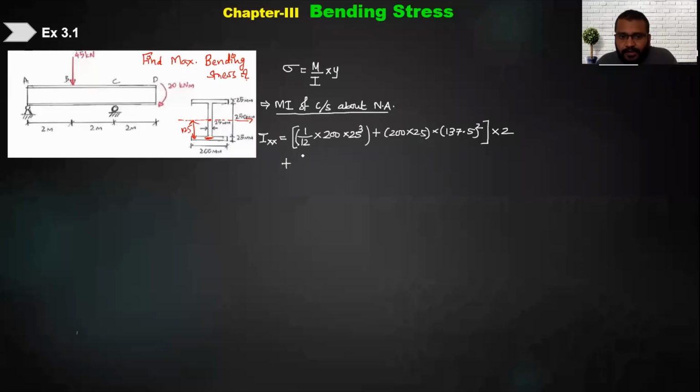Plus, now I'll write for the web. Now for the web it is 1/12. Okay, I need not shift it, so directly I will write. For the web the dimensions are 25 cross 250. So my axis is perpendicular to 250. So I will write 25 multiplied by 250 cubed. Okay. Now, can anybody give me the answer? All of you sit with your calculator and give me the answer. The answer is 22.21 into 10 raised to 7. Okay, so this is the Ixx.